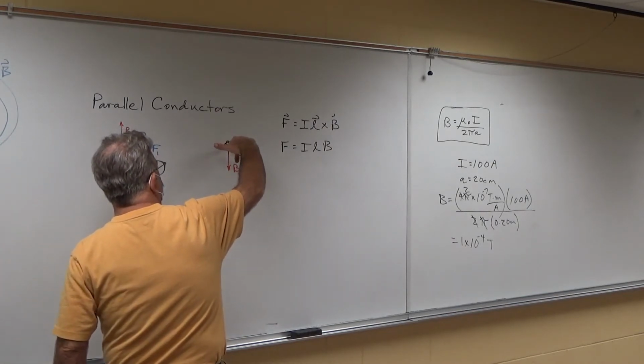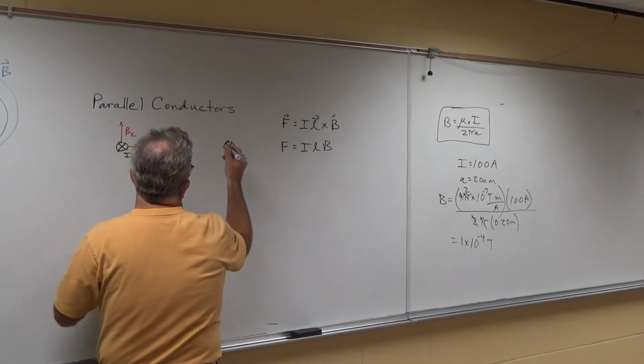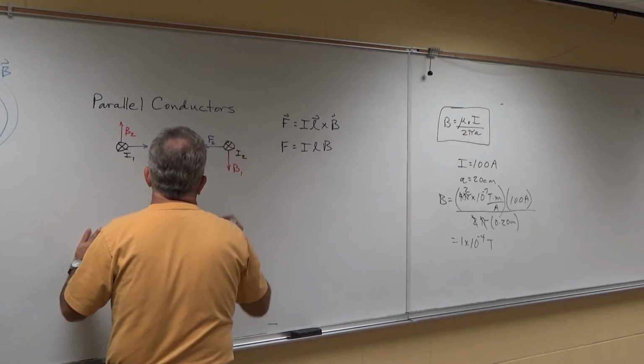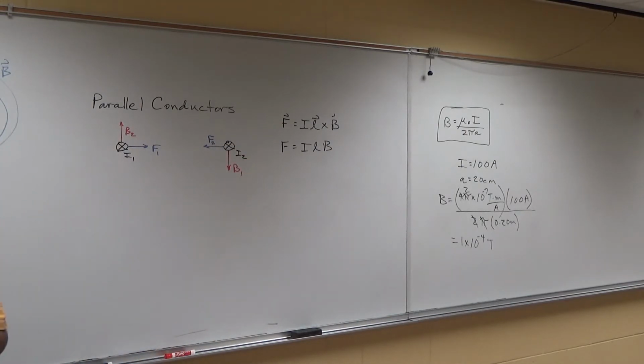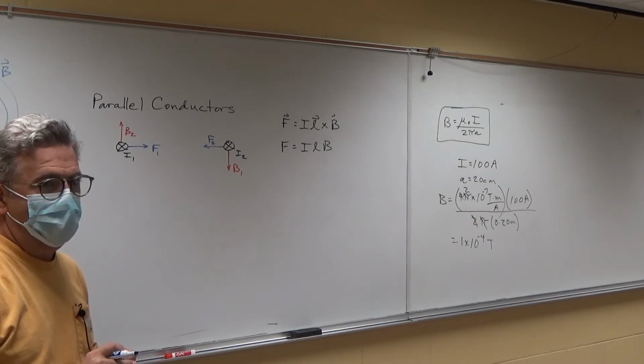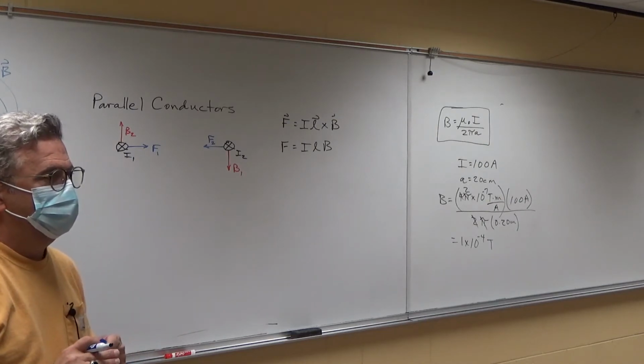I2 is in that direction. B is that way. F2 is this way. These wires attract one another. Wires that carry current in the same direction attract. They naturally try to come together. Okay?